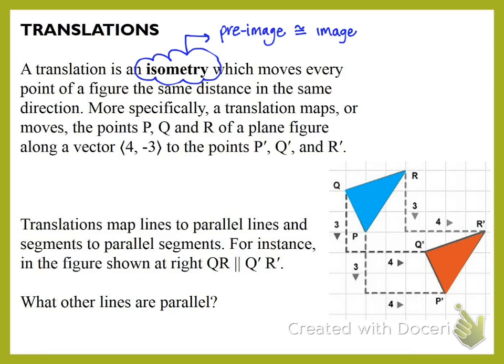Okay, and a translation is going to map or move all of the points along some vector, right? Remember, the vector is going to describe the vertical and the horizontal movement. So in this case, it's telling us that this is going to be a horizontal shift of 4 spaces to the right. And it's telling us that it's going to be a vertical shift of 3 spaces down.